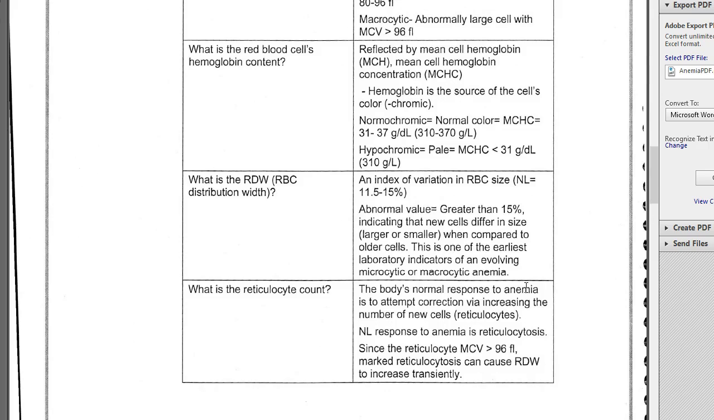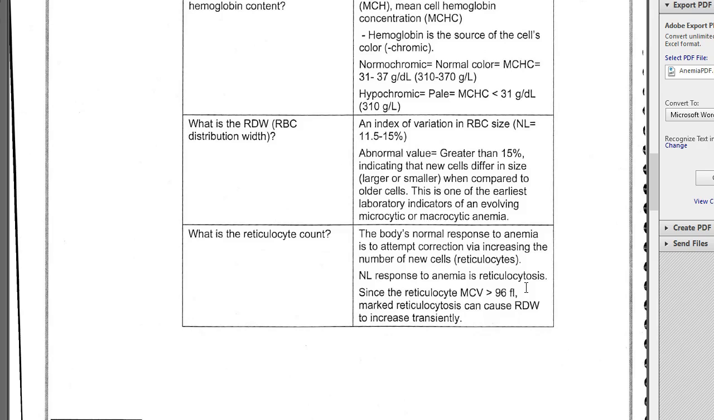So next thing we'll take a look at is your reticulocyte count. Again, we talked about reticulocytes earlier as it relates to being one of the components required for RBC formation. It comes from marrow. So what we're looking at here is, is the body able, or is it attempting, to correct the anemia? In normal response to anemia, you're going to see reticulocytosis. We mentioned that earlier.